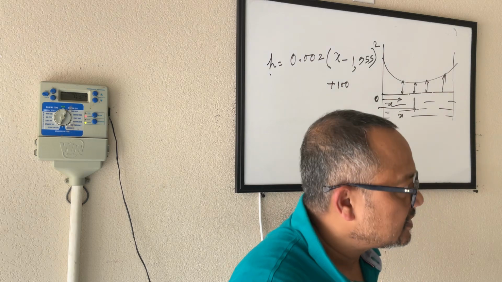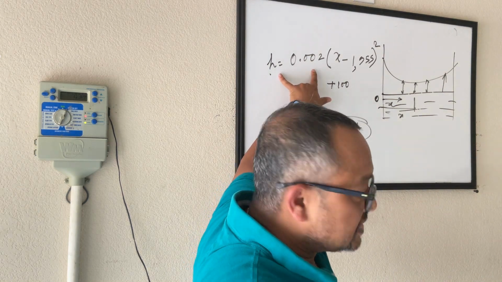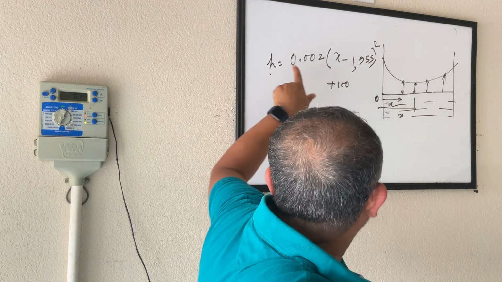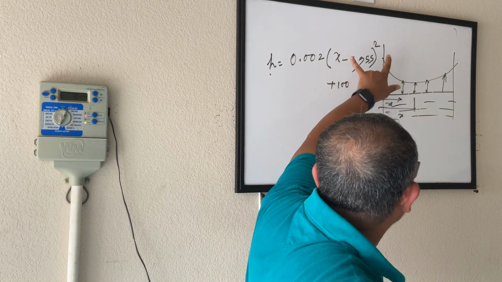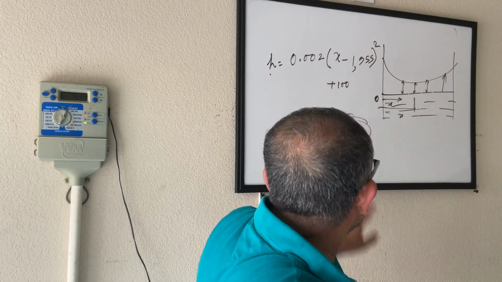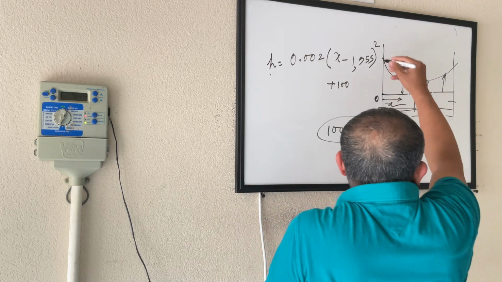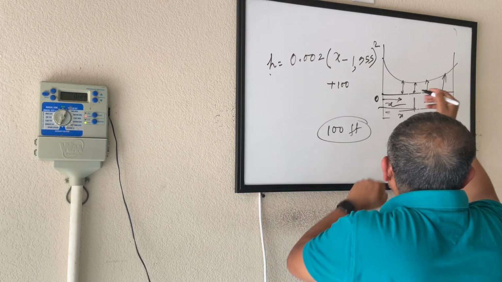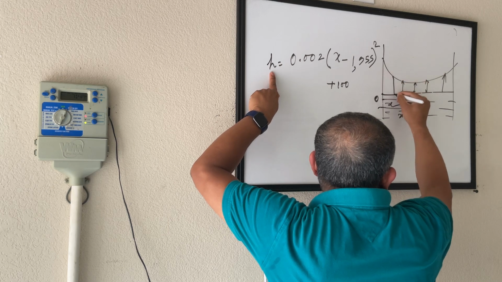Sir, still couldn't get the question. Could you repeat it one more time? Okay, so this is the equation that is given to us. H equals 0.002 times (x minus 1955) squared plus 100. And this H represents the height of the cable in the suspension bridge. This is a suspension bridge. This height is the height of the cable above the water level.